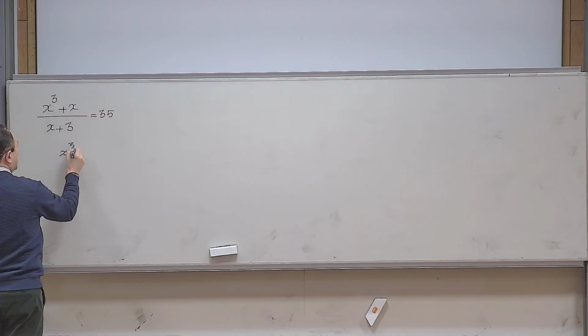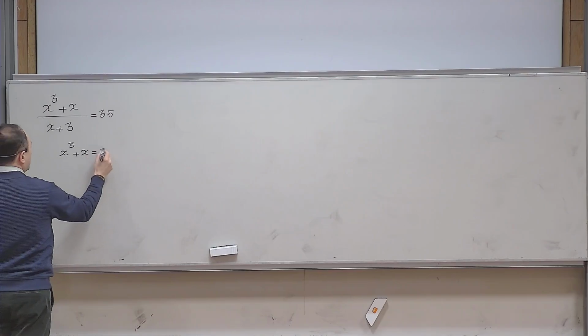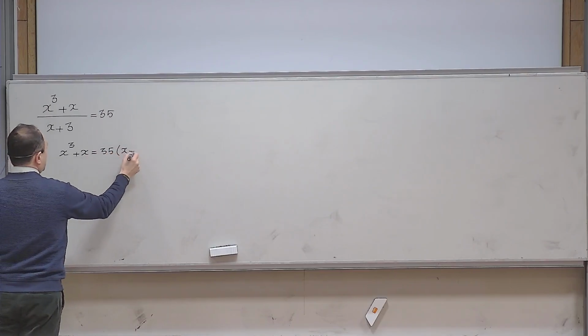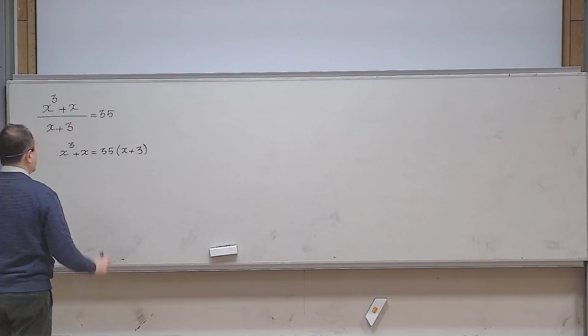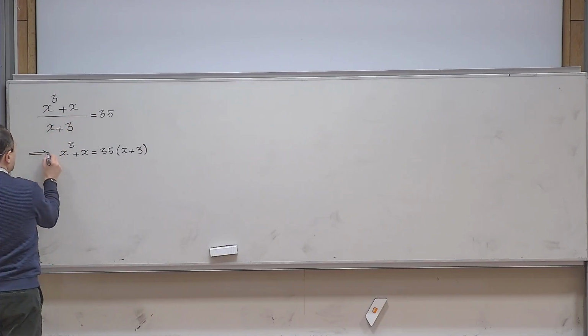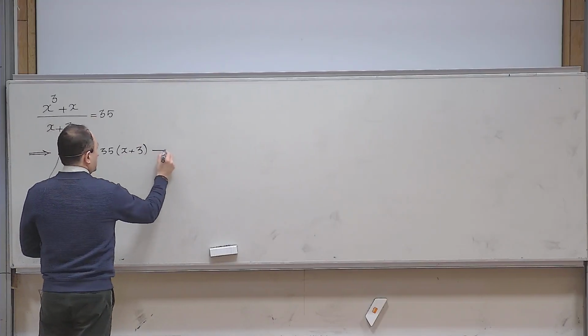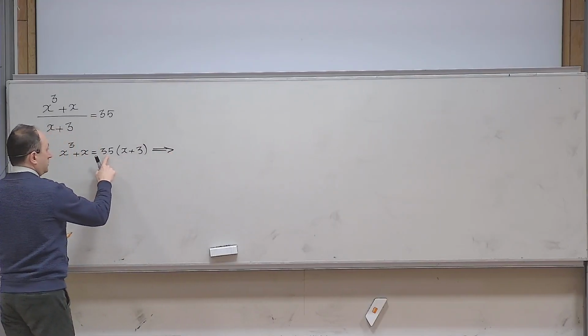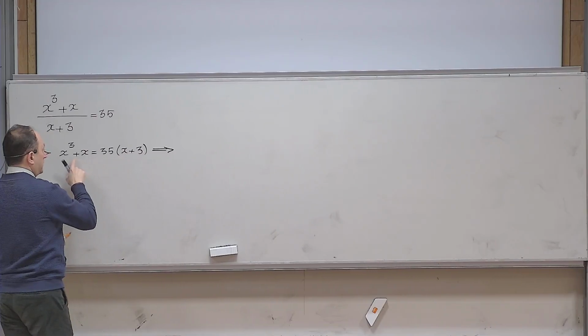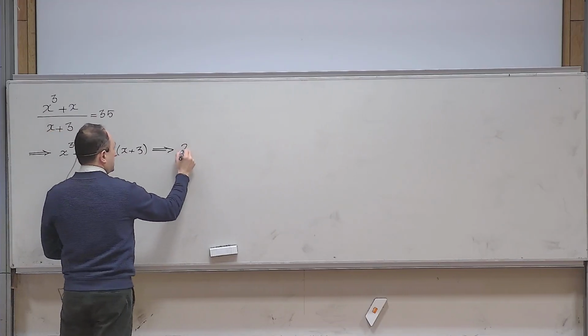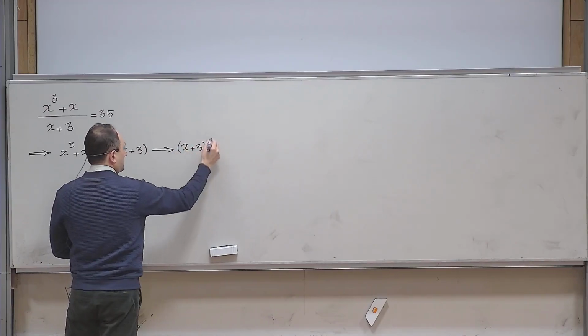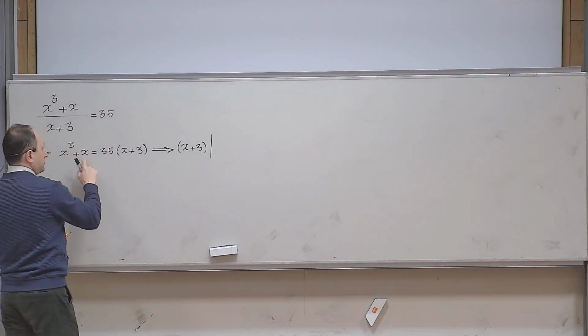If this is the case, from here I can conclude that x to the power of 3 plus x equals 35 times (x plus 3). And then from here what I can conclude is that 35, which is an integer, is multiplied by this number and it is equal to this number. So this means that x plus 3 should divide x to the power of 3 plus x.